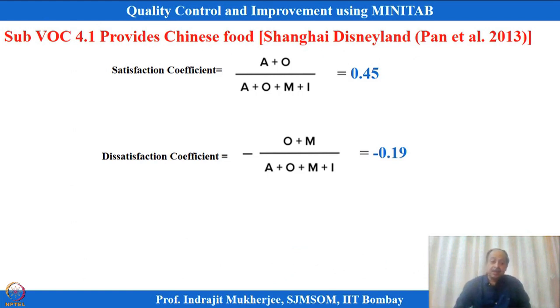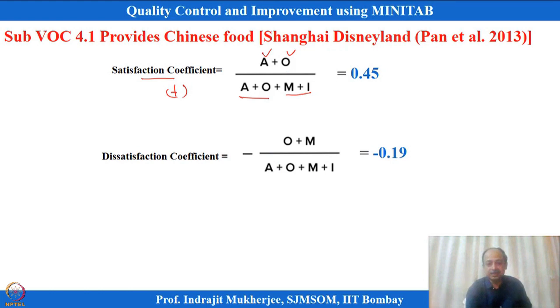Once I have done this, we can also calculate a satisfaction coefficient and a dissatisfaction coefficient. What was mentioned in this article is that the satisfaction coefficient considers the attractive and one-dimensional categories for a sub voice or item. We divide that by A plus O plus M plus I. In this case, this will give me a satisfaction index or positive index.